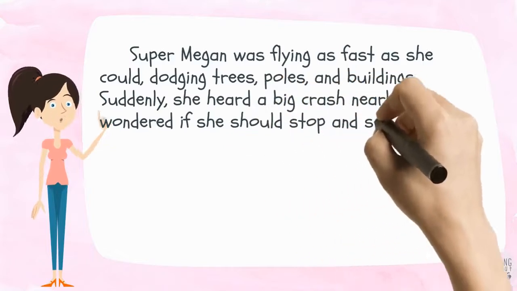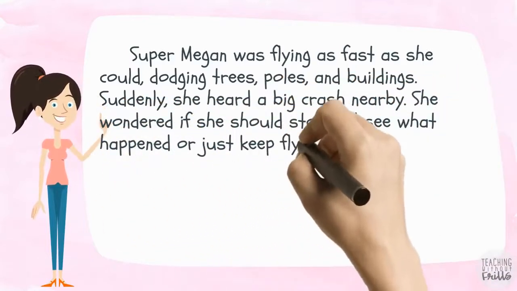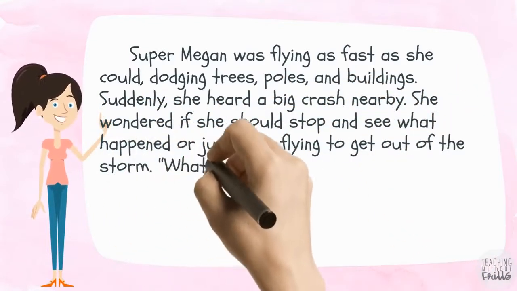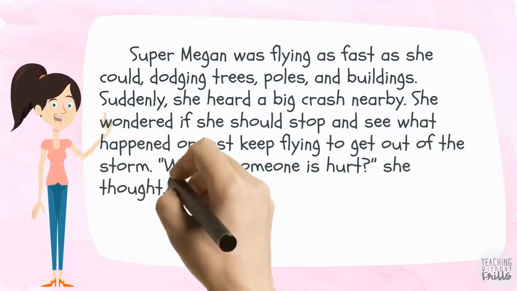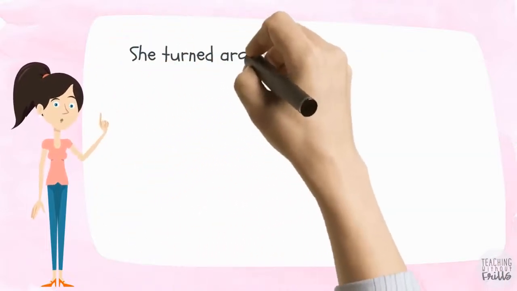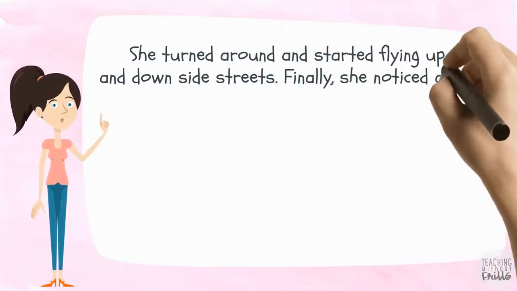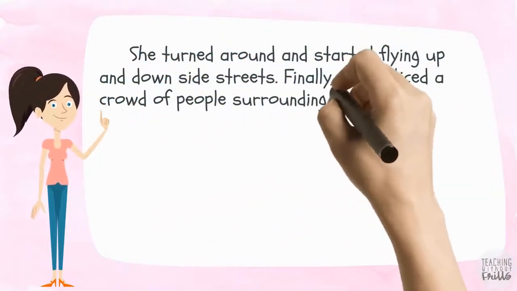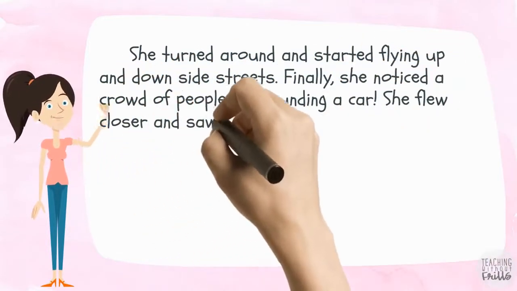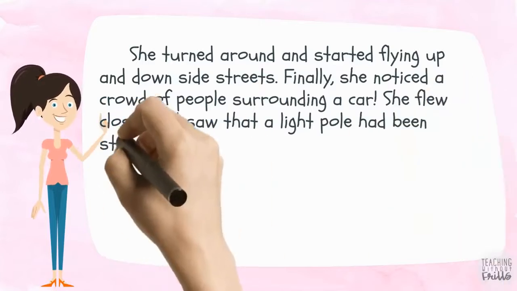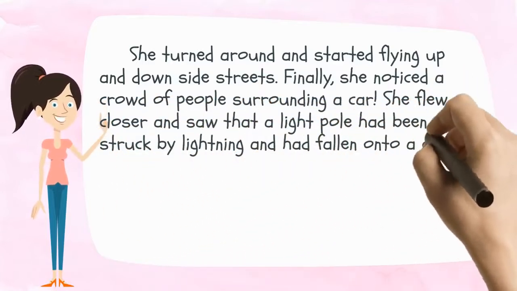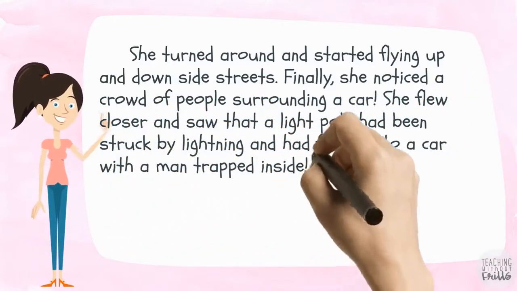She wondered if she should stop and see what happened or just keep flying to get out of the storm. What if someone is hurt? She thought. She turned around and started flying up and down side streets. Finally, she noticed a crowd of people surrounding a car. She flew closer and saw that a light pole had been struck by lightning and had fallen onto a car with a man trapped inside.